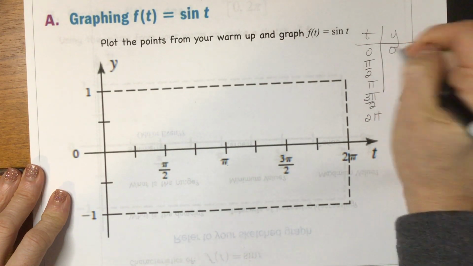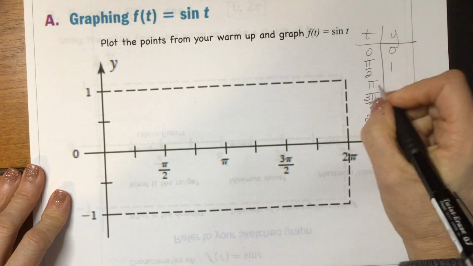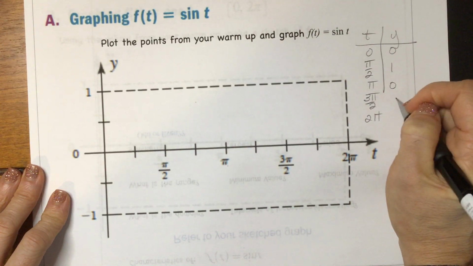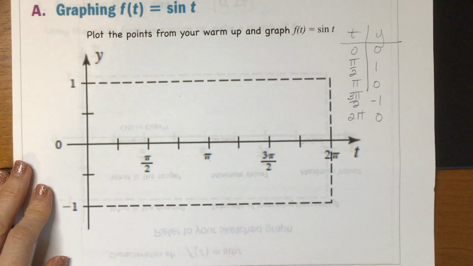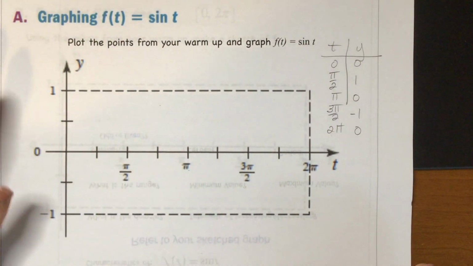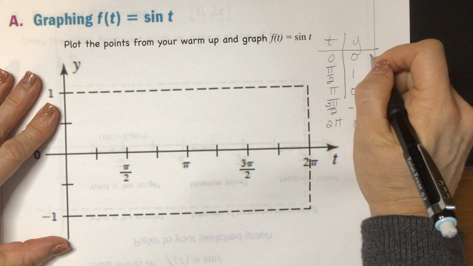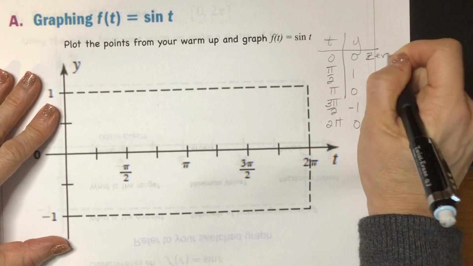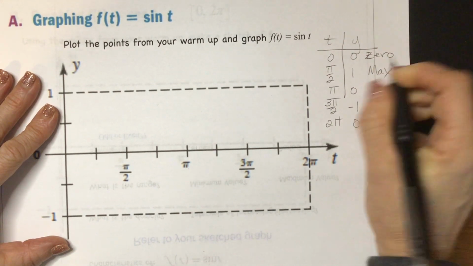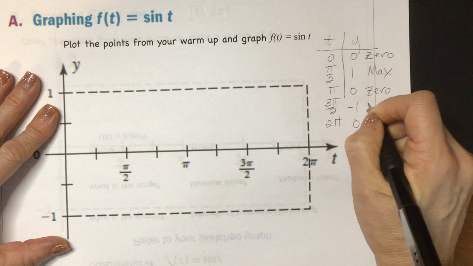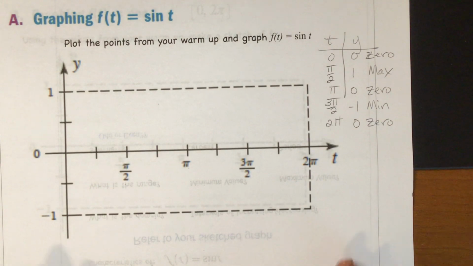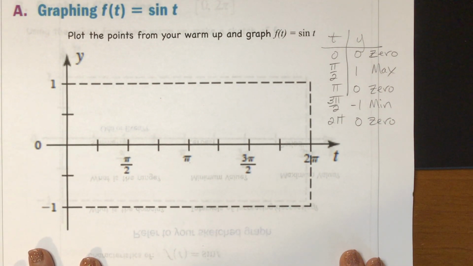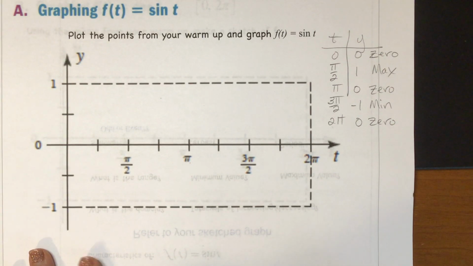At 0, sine is 0. At pi over 2, it's 1. Back down at pi, it's 0. At 3 pi over 2, it's -1. And at 2 pi, we're back at 0. This gives us a specific pattern for sine that we're always going to graph. So the pattern for sine is 0, max, 0, min, 0. You want to remember that because the pattern for cosine is different.